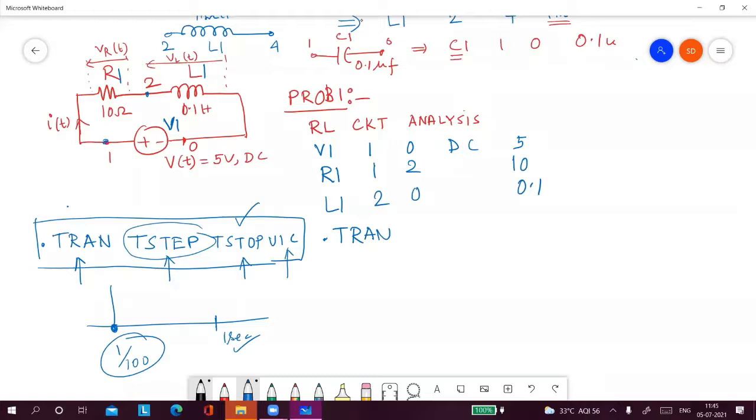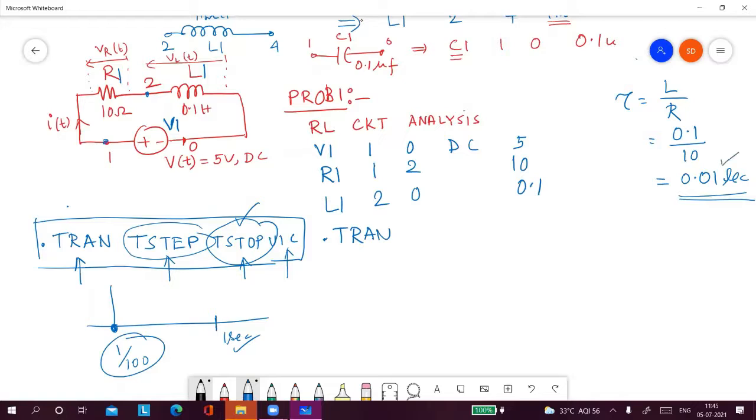Tell me, what will be the final time here? How to find the final time here? Because you know the time constant of a series RL circuit is L by R. L is given as 0.1 and R is 10. So you can write it is 0.01 second, the time constant.